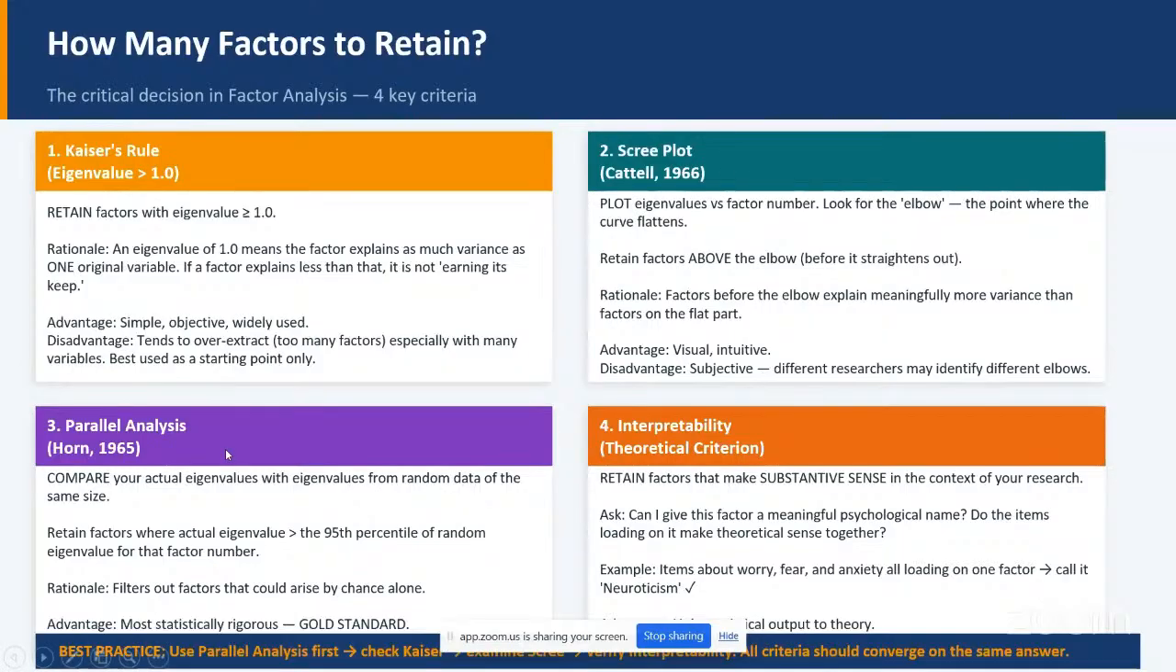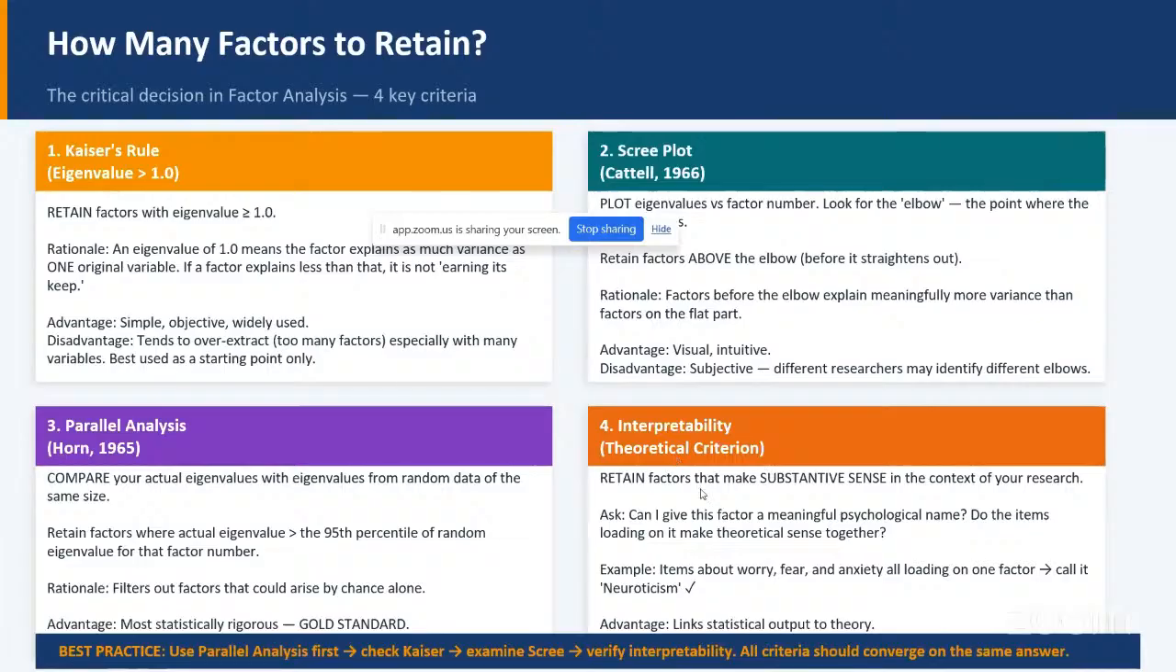Parallel analysis is the gold standard, I would say, to analyze this. Compare the eigenvalues with eigenvalues from random data of the same sample size, and retain factors where the actual eigenvalue is greater than the 95th percentile of random eigenvalues for that factor number. I will be explaining all those things using graphs in the last 2 or 3 slides and am just giving the overview at present.